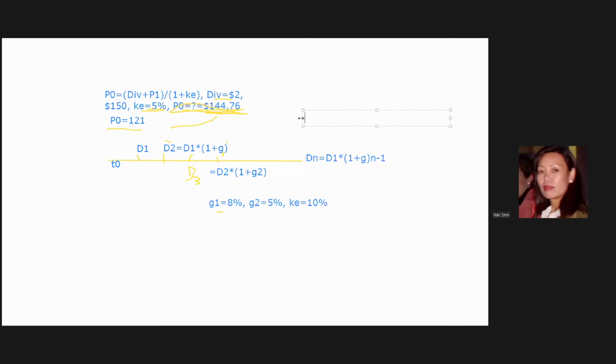So you can use this P2, I already gave you too much information, equal to D3 divided by KE minus G2, okay? That's P2. What you care about is P0, because that's here. You want to know what this stock should be worth today, P0. But I gave the formula for P2, because P2 is here, at this point.